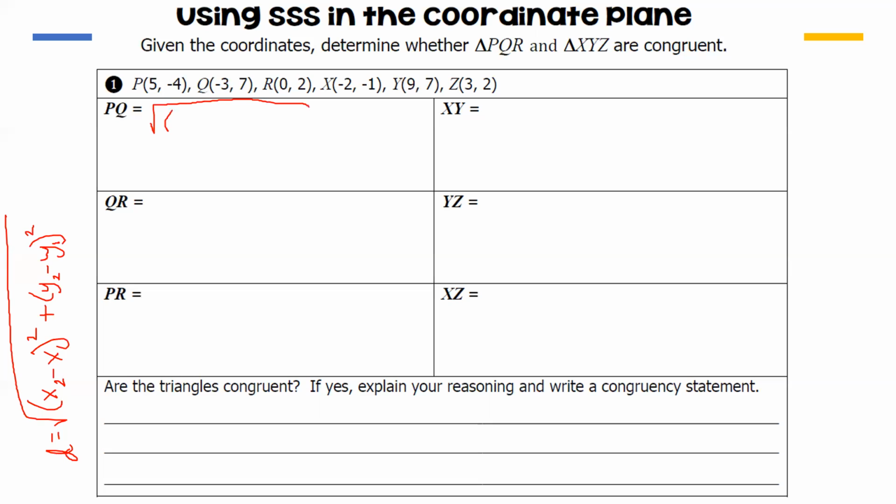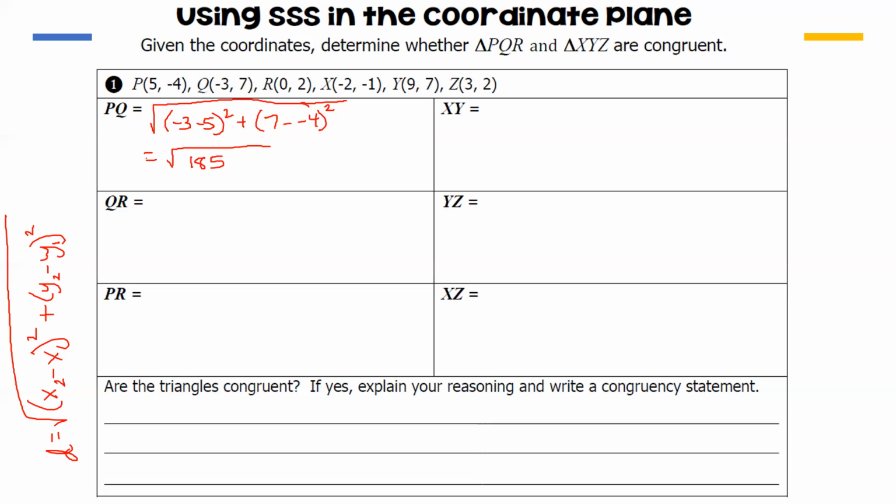So your x2 would be -3, your x1 would be 5, y2 is 7, and y1 is -4. The biggest mistake that some students make is they forget to square their parentheses. Okay, so -3 minus 5 is -8. A -8 squared is 64. 7 minus -4 is really 7 plus 4. 7 plus 4 is 11. 11 squared is 121. And 121 plus 64 is 185. Leave it square root 185.